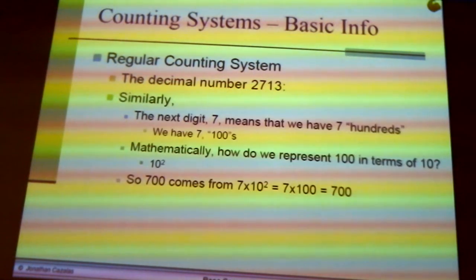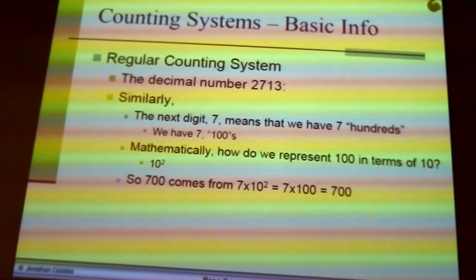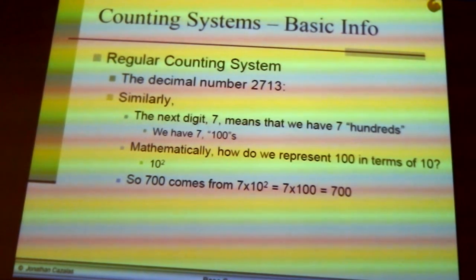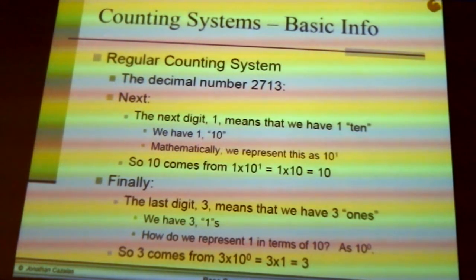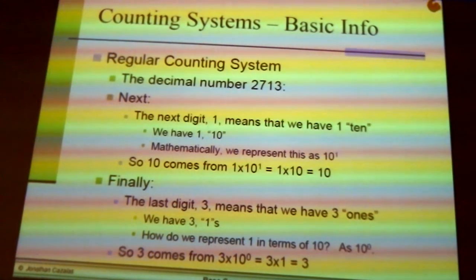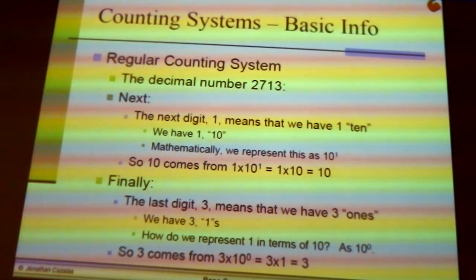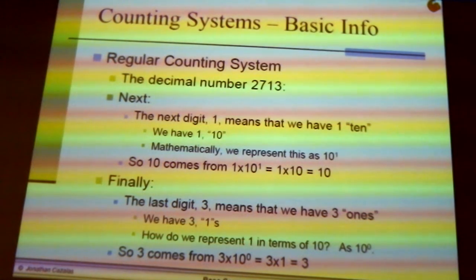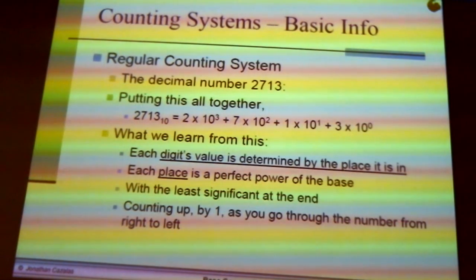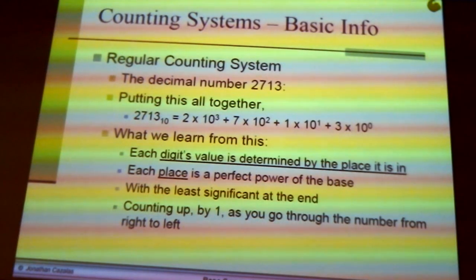If we continue breaking it down, our 700 is really 7 times 100, and that 100 is 10 squared. It's completely based on place value. And the next one is 1 times 10 to the first. So each one of these digits is really the equivalent of a place, and each place is a certain power.